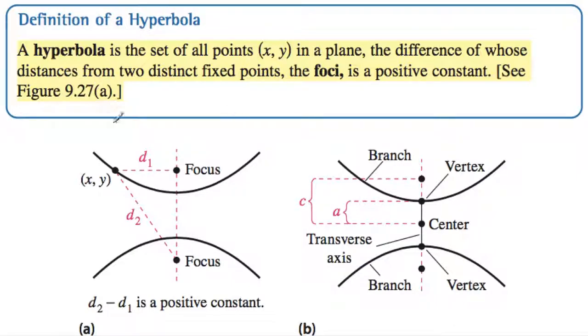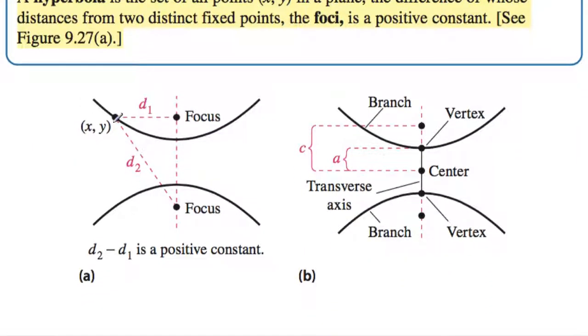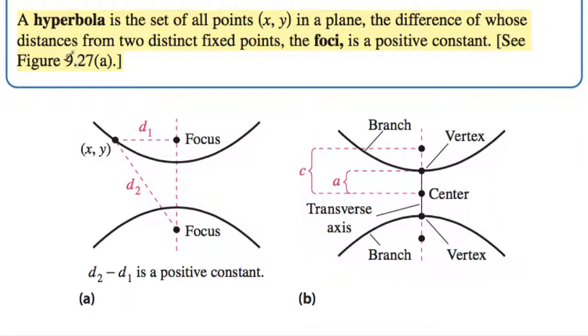difference of whose distances from two distinct points, the foci, is a positive constant. So before we had the ellipse where the sum of the distances was the same. Now it's the difference of the distances. Right, so d2 minus d1 is a positive constant.